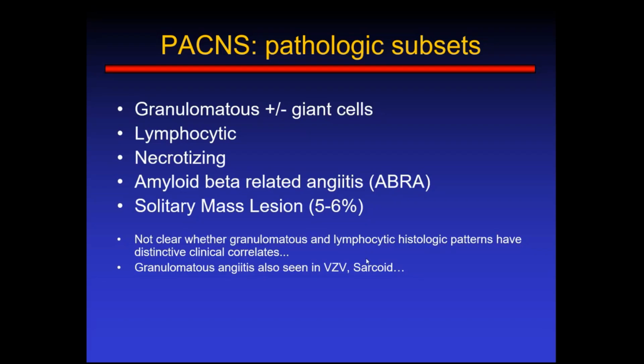We also know from various cohort studies, the most famous one from Mayo Clinic by Salvarani, that among the many pathological subsets, granulomatous is the most common, necrotizing if there's additional vasoconstrictive exposure, and then if there's amyloid deposition triggering granulomas in the vessel wall, we call it ABRA. And very rarely, Calabrese and I reported this solitary mass lesion presentation where you think it's a GBM, biopsy the brain mass, it turns out to be vasculitis.